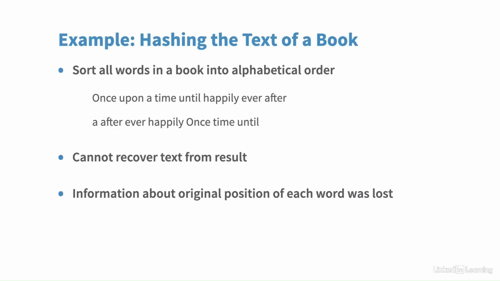But if we have another book and we want to know if it's the same as the first book, we can also sort its words into alphabetical order and compare the results. If the second book has the same words, then the result of the sort will be the same. If the words are different, the result will be different. Now, simply sorting the words is a silly and flawed hashing algorithm, but it illustrates how the process works.